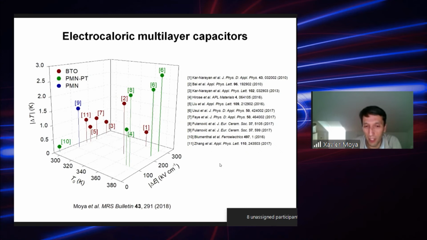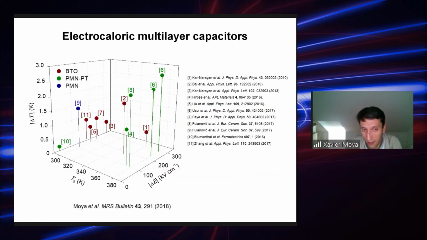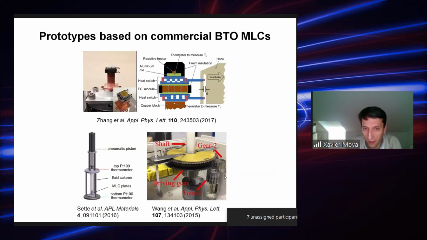So we were interested in trying to see if by replacing these electrocaloric materials with better electrocaloric materials, we could make multi-layer capacitors with much better electrocaloric performance. Also with the idea that these multi-layer capacitors, even though the performance is not as good as it could be, have actually been used in a number of cooling prototypes.